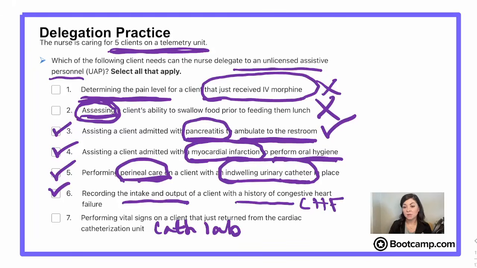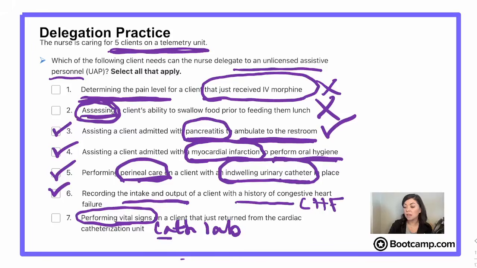Okay, so this one I'm seeing some yeses and nos, so very good. That's why we're here today, because these can be really challenging questions. So this would actually not be appropriate to delegate, but let me explain why. Usually vital signs is a very routine task that the UAP helps us with a lot. However, anytime a client has just returned from a procedure of any kind, they are at high risk for complications. So they're at an unstable time of their care.